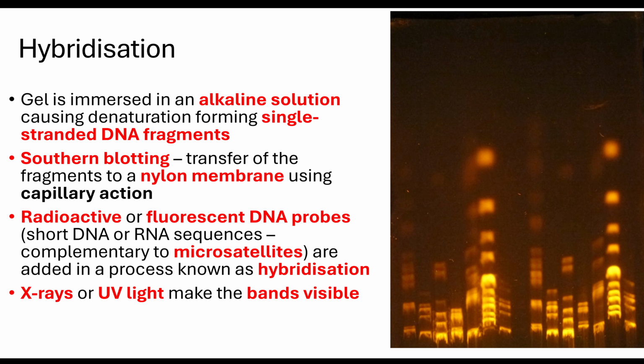And then we will expose them to either X-rays or ultraviolet light, and that will therefore make the bands visible. So the picture that I'm showing in this diagram was where we used ultraviolet light, and we had a very specific camera that would take pictures of our DNA fragments that we had separated out. The one that's going all the way up to the top, that is what's known as a DNA ladder.